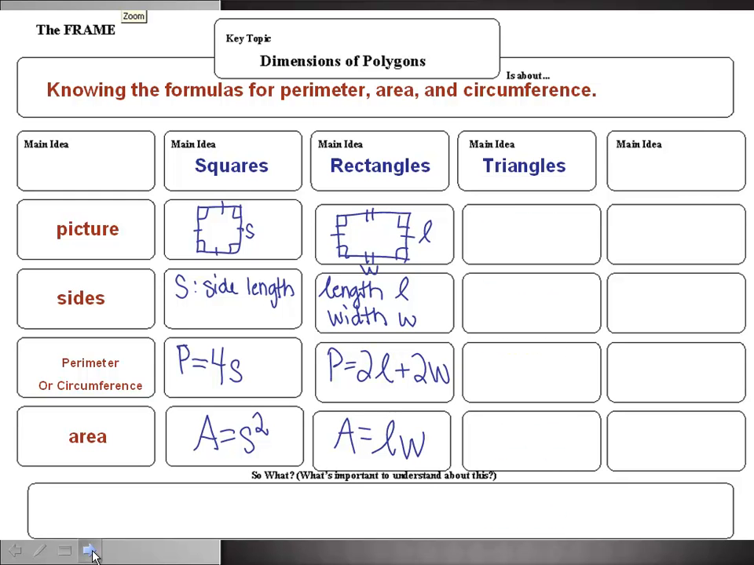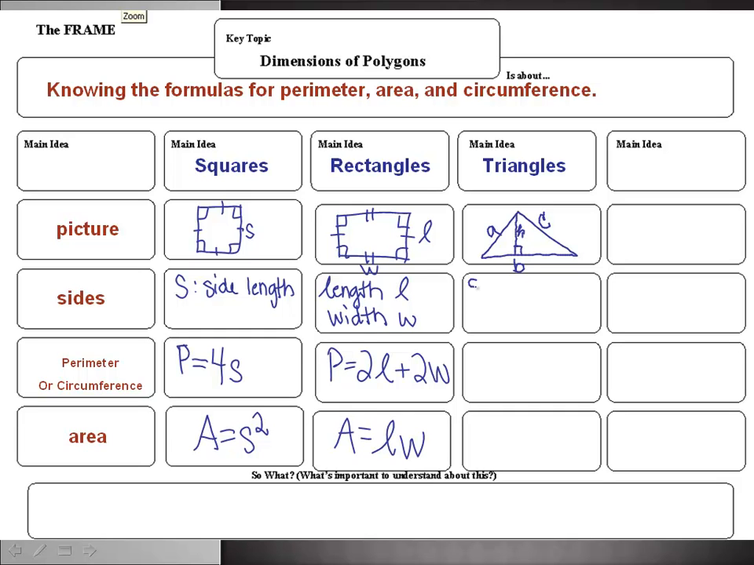Our next main idea is triangles. So I'm going to draw a triangle here. I'm going to label this with an A, this with a C, and this with a B. And then coming up from my B, or my base here, I'm going to put a line going to the opposite vertex, and that's going to need to be at a right angle in order for that to be my height.